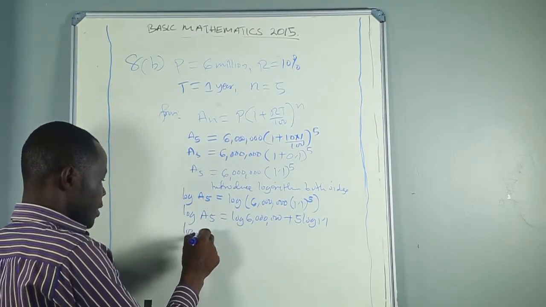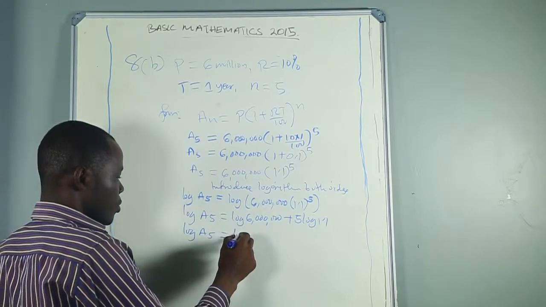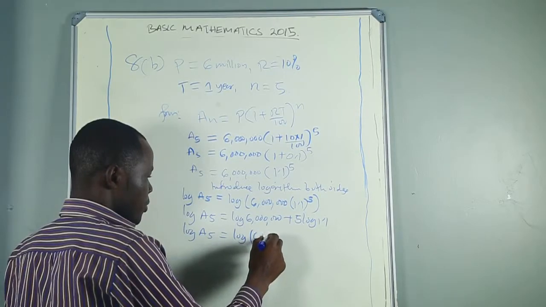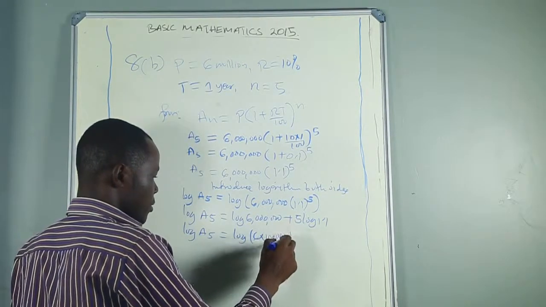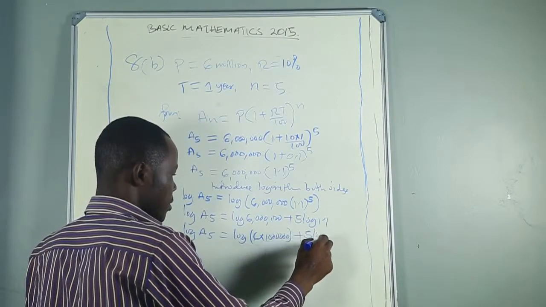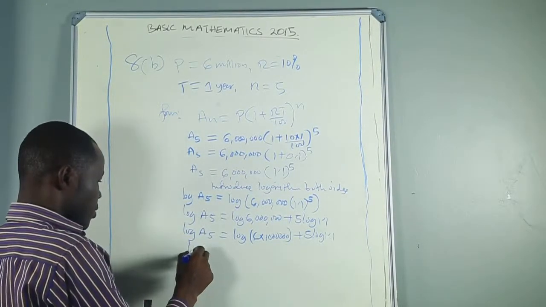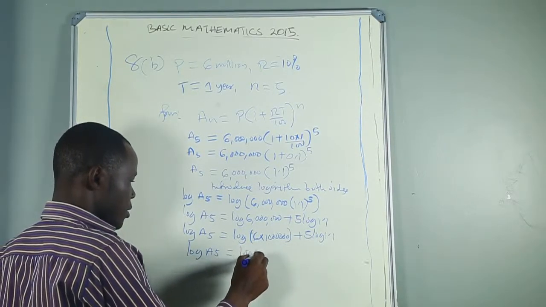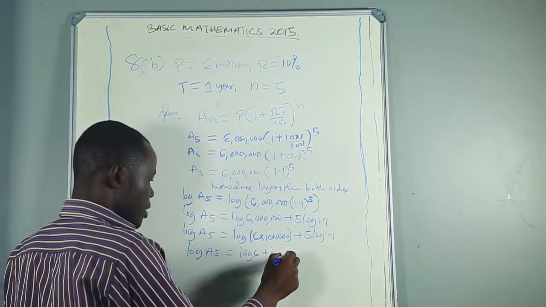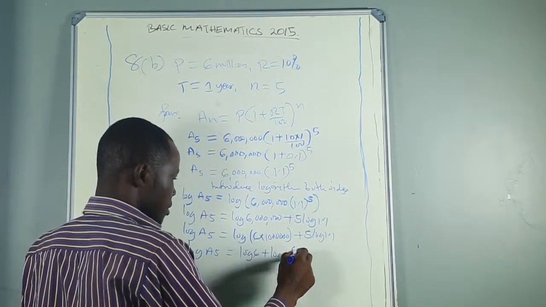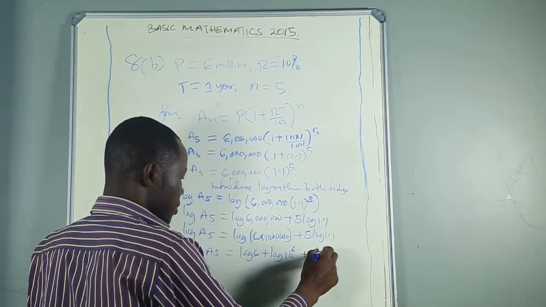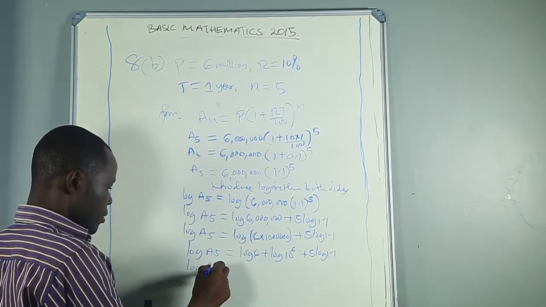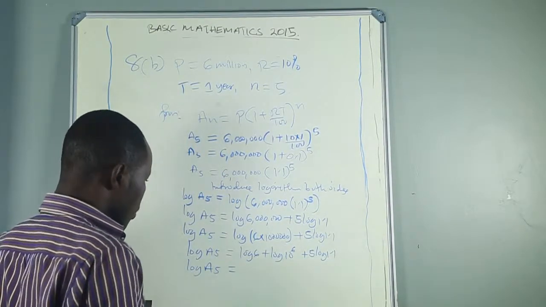So log of A5 is equal to log of 6 times 1 million, plus 5 log 1.1. By laws of logarithm, this is log 6 plus log 1 million, which is 10 to the power 6, then plus 5 log 1.1. So this is equal to log A5.